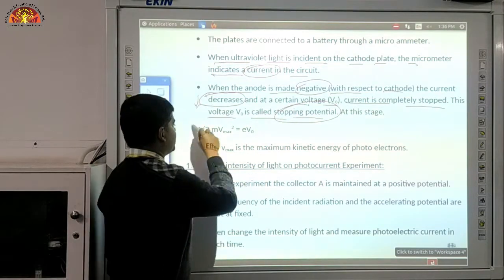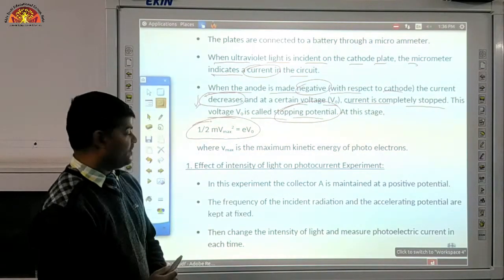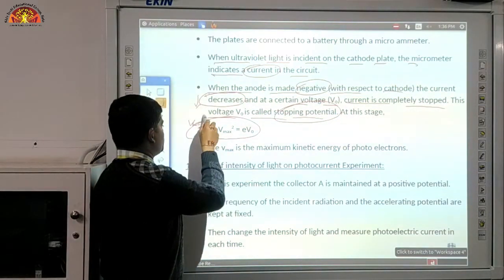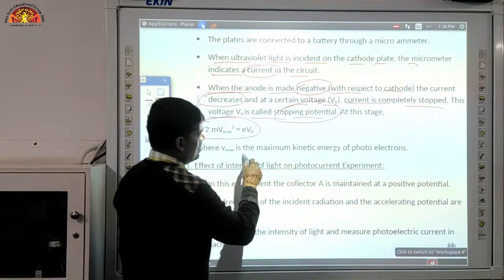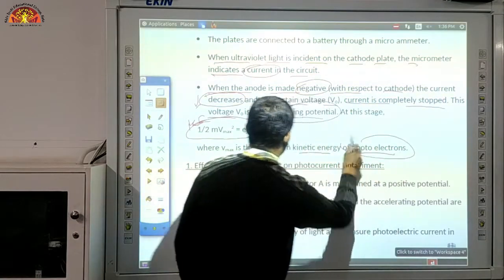Now come to the formula, that is half mv square equals to eV0. This is the kinetic energy, or you can say this is the energy of the electron, where half m v max square is the maximum kinetic energy of the photoelectron.